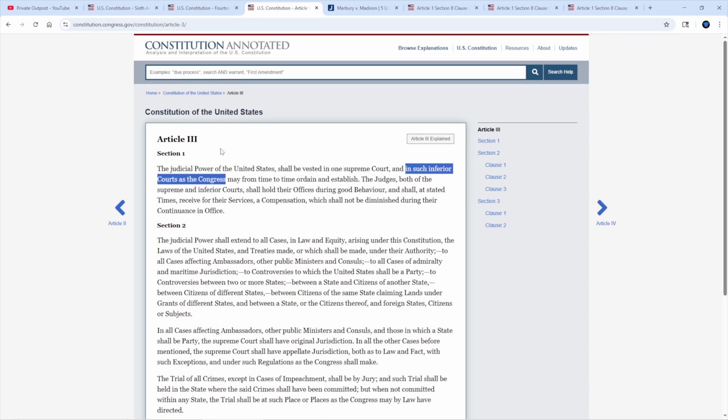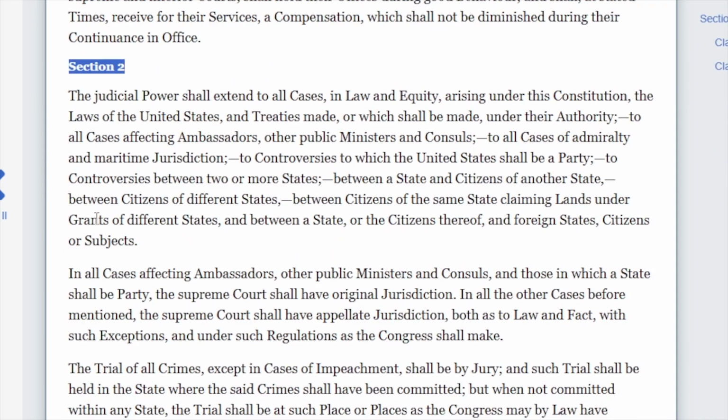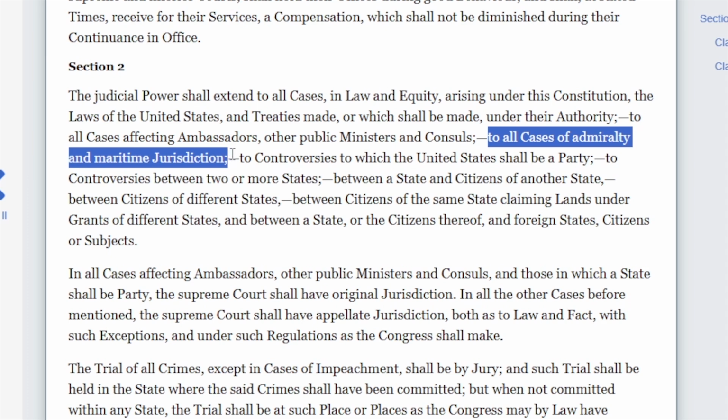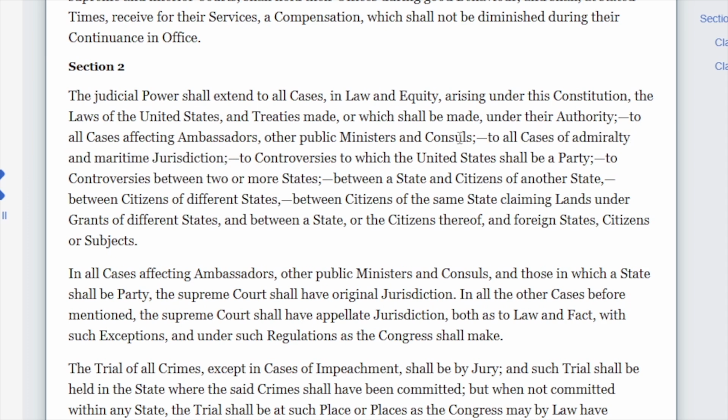So now we're going to talk about Article 3, Section 2. Okay? What this says is the judicial power shall extend to all cases in law and equity. And then down here it does say to all cases of Admiralty and Maritime jurisdiction. That's what we're going to pay attention to. There's a lot of stuff here. It's talking about different types of cases. Okay, I'm going to try to make this as clear as possible so we know what we're dealing with.